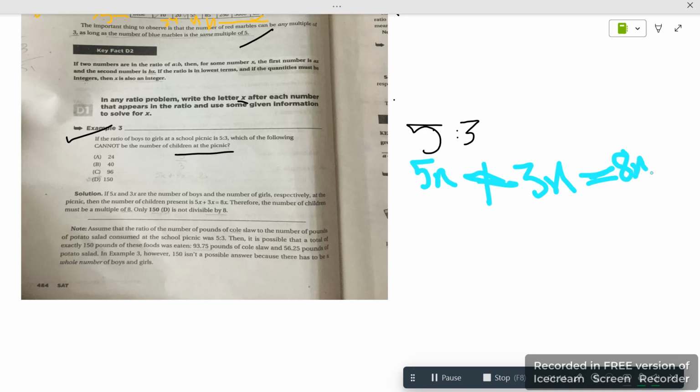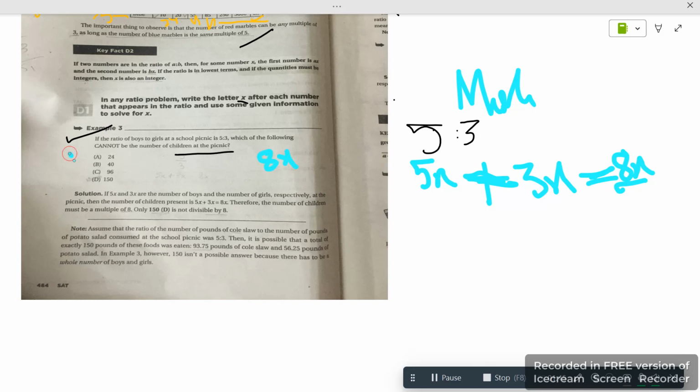Now if you are thinking this could be 8x squared, you are wrong, because x can be multiplied only when the operation is multiplication. Here the operation used is addition, so x would not be multiplied, only the numbers are added, so the total is 8x. So every option you have would be a multiple of 8.